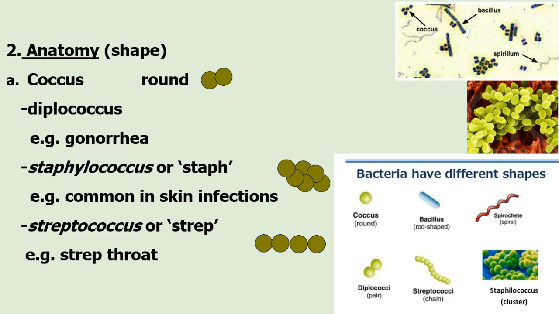Another way to identify them is by their shape. If you've ever admired someone's anatomy, you're looking at their shape. So we have Coccus, which is round. You might have two round structures, and we have diplococcus. We think of gonorrhea. Or how about a clump of coccus? We call that staphylococcus, or just staph. Our skin is coated with them, and it's a common source of skin infection. Strep, think of a chain like a pearl necklace of coccus, or just strep, as in strep throat.